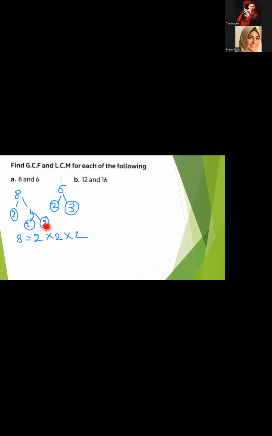Let's have an example. I'll start first by factorizing the 8. 8 will be 2 and 4. 4 will be 2 and 2. Factorizing the 6 gives me 2 and 3. Writing the two lines, 8 equals 2 times 2 times 2. I factorize 8 into 2 and 2 and 2, and I put them in this line. I factorize 6 into 2 and 3, and I write it in the other line.